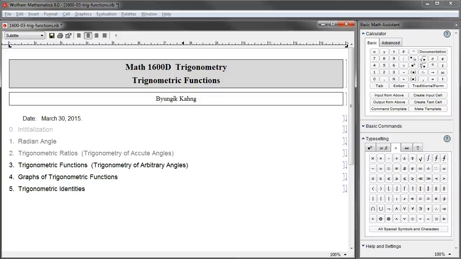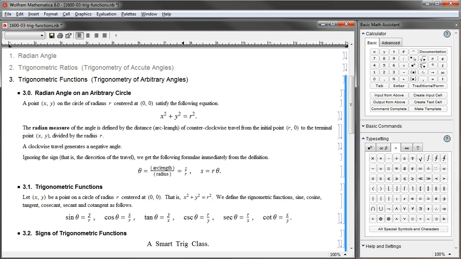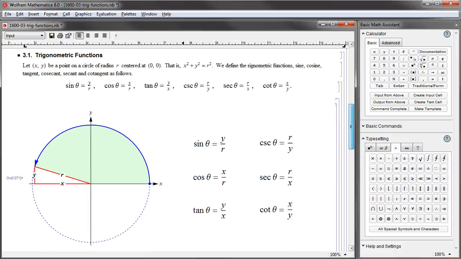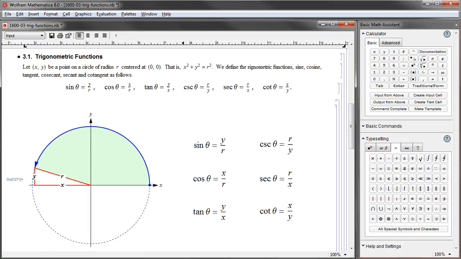Okay, now let us consider the graphs of trigonometric functions. Please recall that we defined trigonometric functions for arbitrary angles kind of like this. For any angle theta, we can define sine, cosine, and tangent as y over r, x over r, and y over x. And that angle theta is arbitrary.